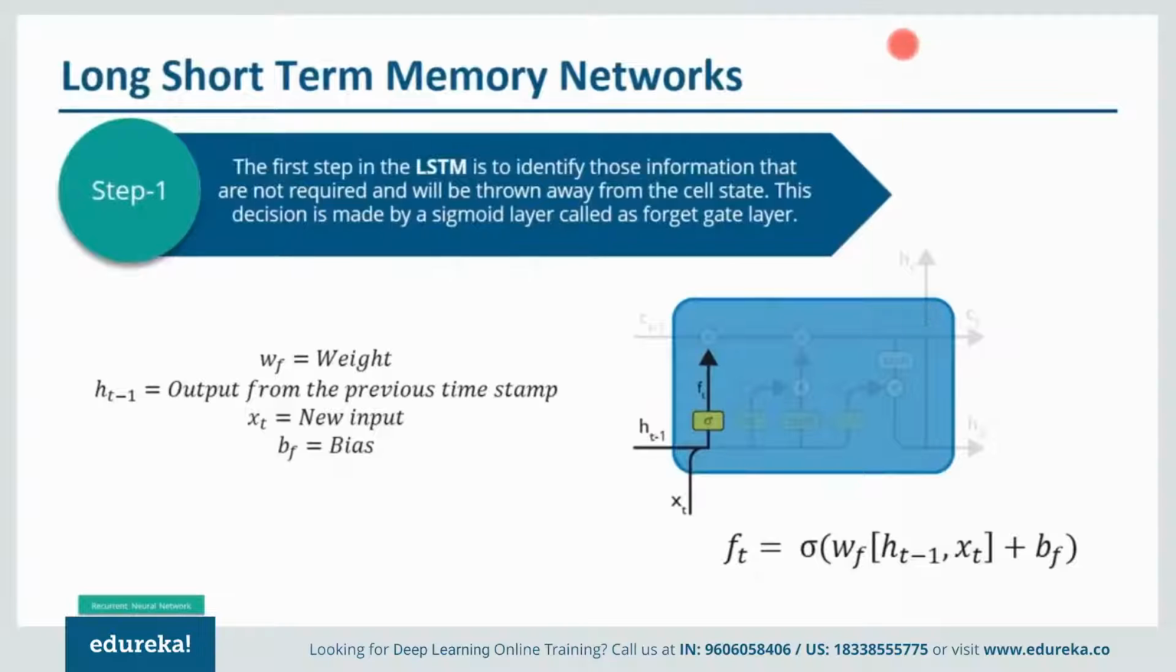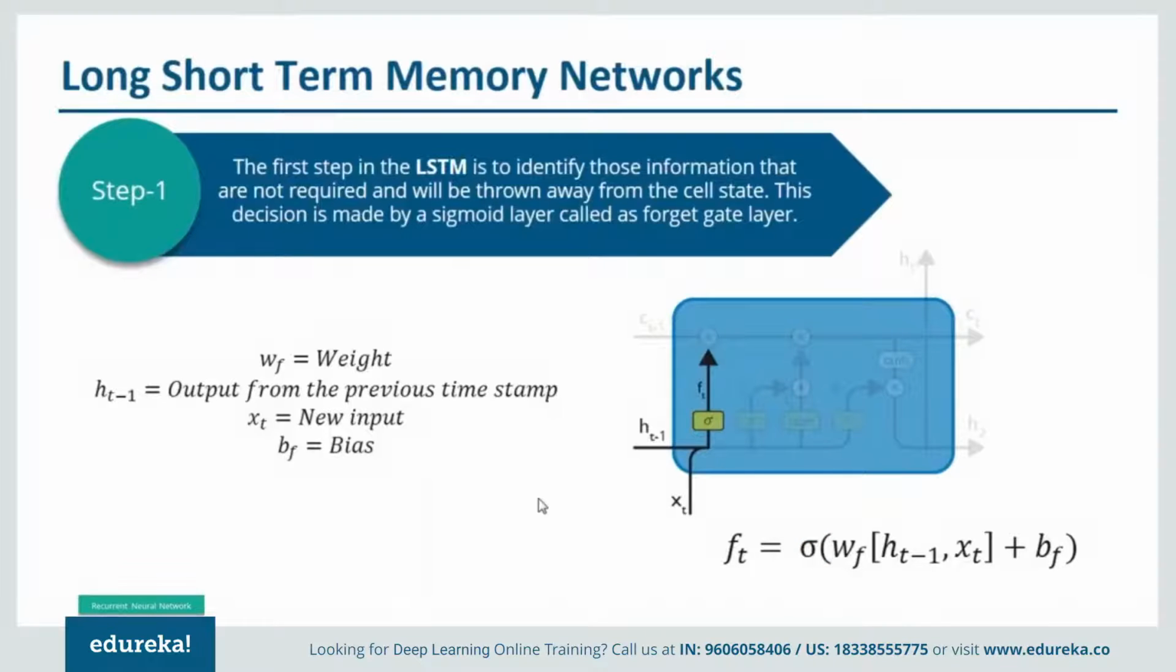Now let me explain the equations which I've written here. So ft will be combined with the cell state later on, which I'll tell you. Currently ft is nothing but the weight matrix multiplied by ht-1 and xt, plus the bias, and this equation is passed through a sigmoid layer. Alright, and we get an output between 0 and 1. 0 means completely get rid of this, and 1 means completely keep this. Alright, so this is basically what is happening in the first step.